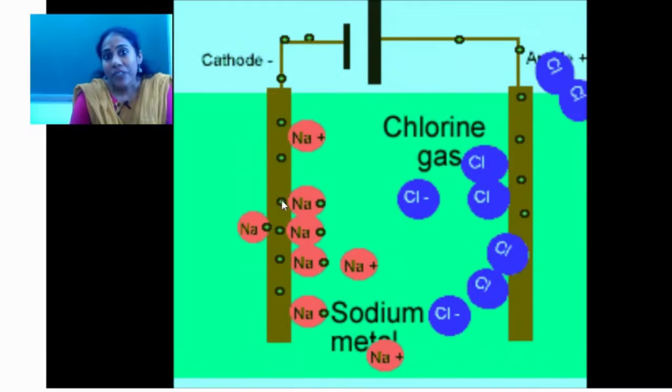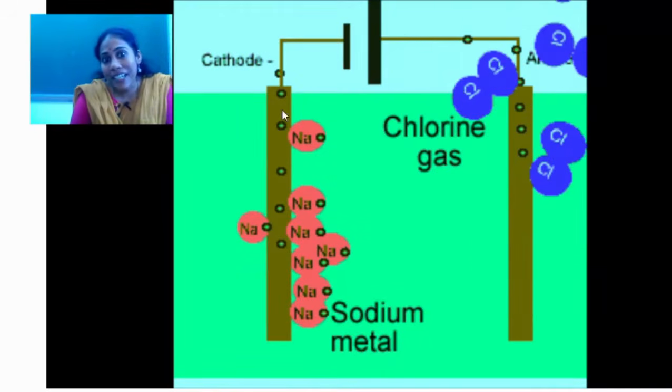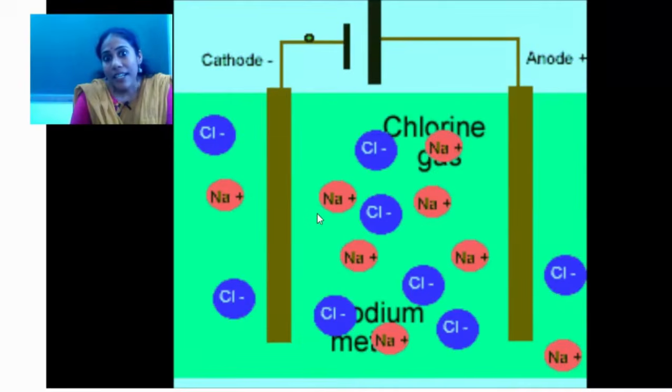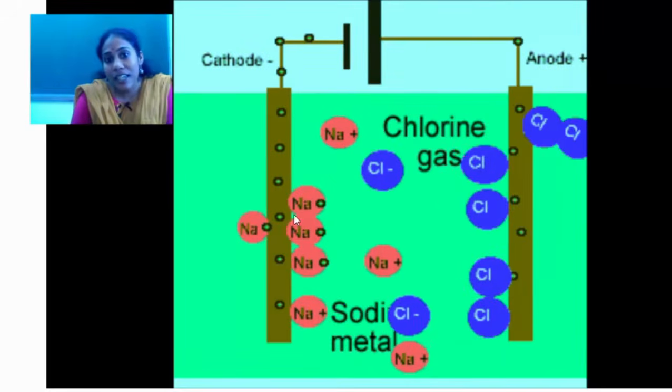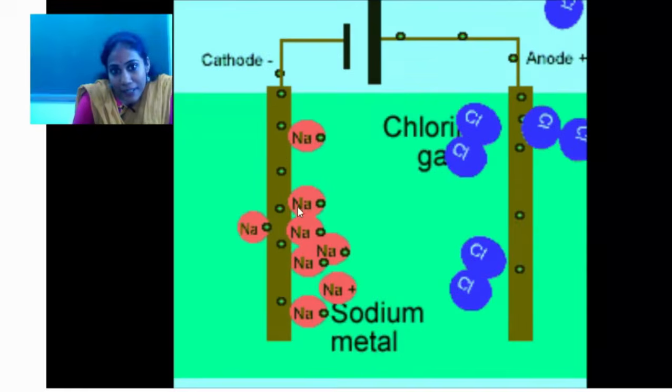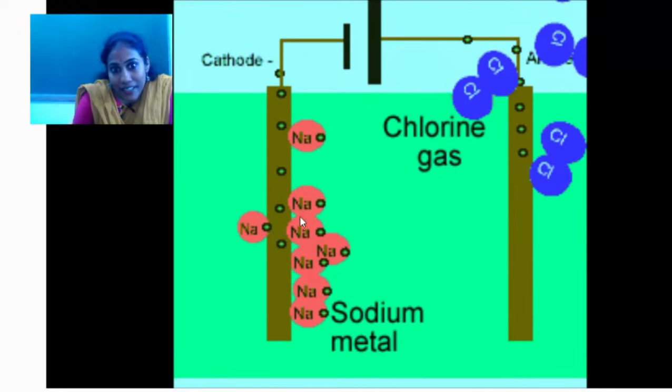That means here Na plus gained electrons. See, these black dots are nothing but electrons. Na pluses have taken up electrons. That also you can see in a visual. See, Na plus has taken electron, dots are there in Na. They have become neutral and deposited here. Okay, so this is how Na is extracted from NaCl.